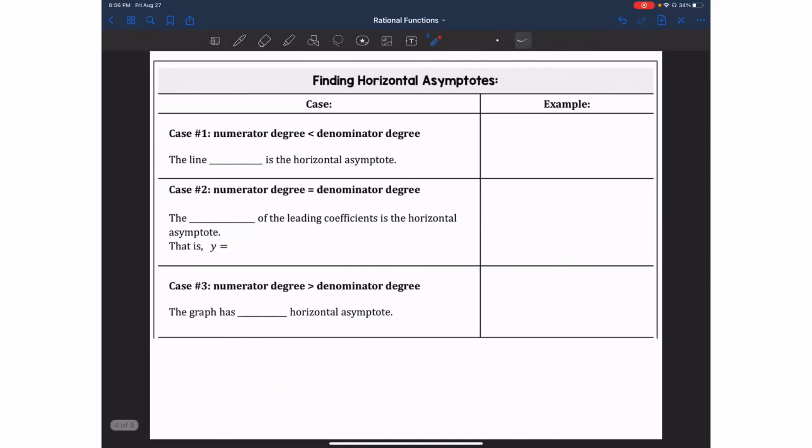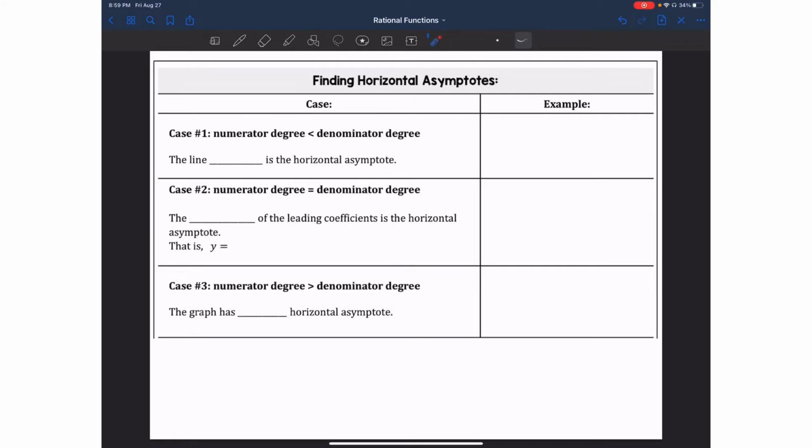So how do we find a horizontal asymptote? We are going to use the degree of the numerator and the degree of the denominator to figure out where the horizontal asymptote is. So we are going to have three cases. Case number one, the numerator degree is going to be less than the denominator degree. Case number 2, the numerator degree is going to be equal to the denominator degree. And case number 3, the numerator degree is going to be greater than the denominator degree. I know this is a lot of information to memorize, but I am going to give you a few shortcuts that will help you figure out how to find the horizontal asymptote.